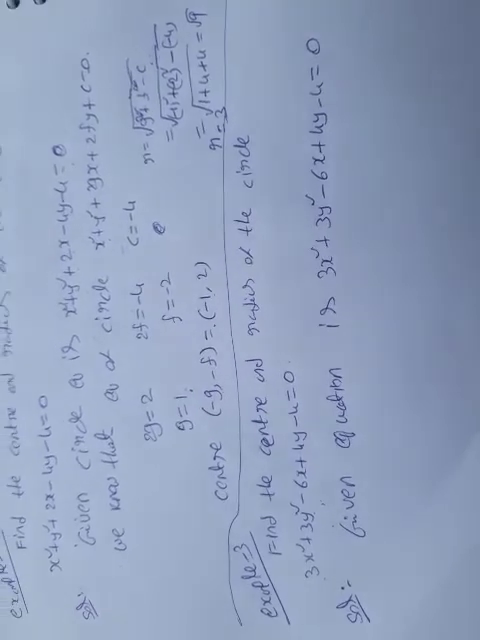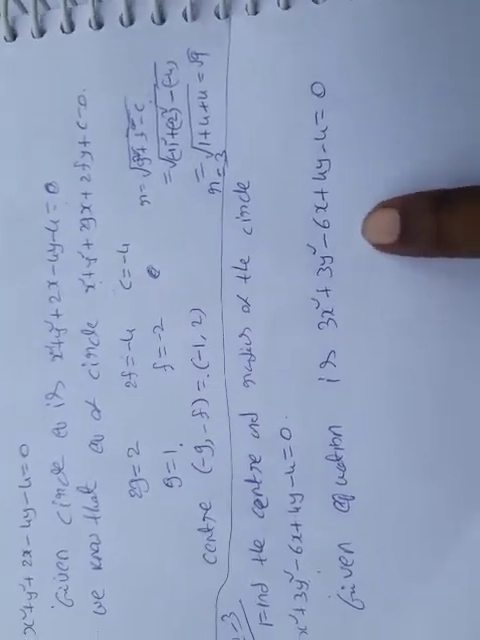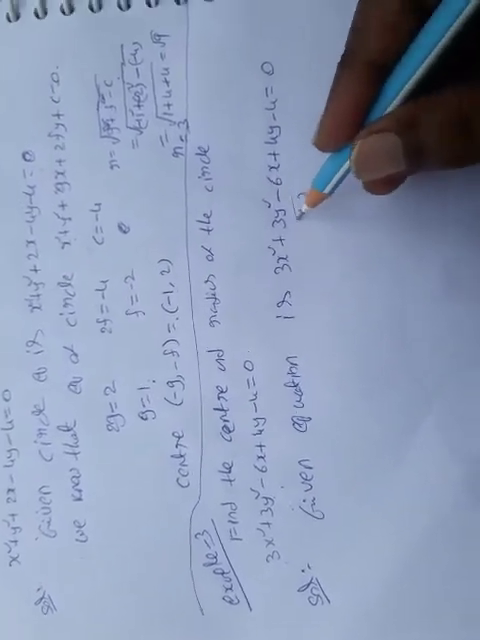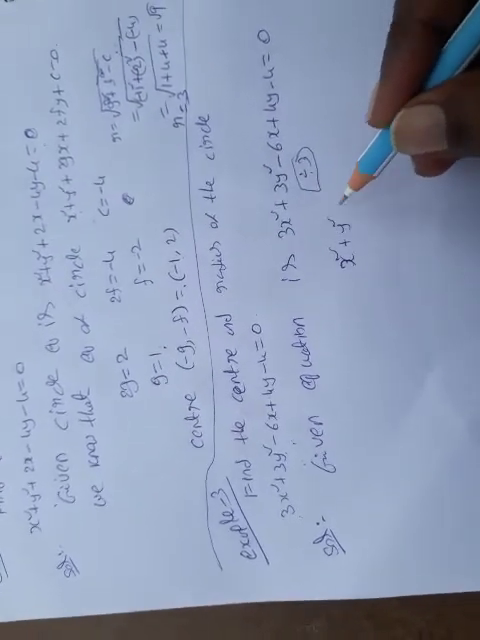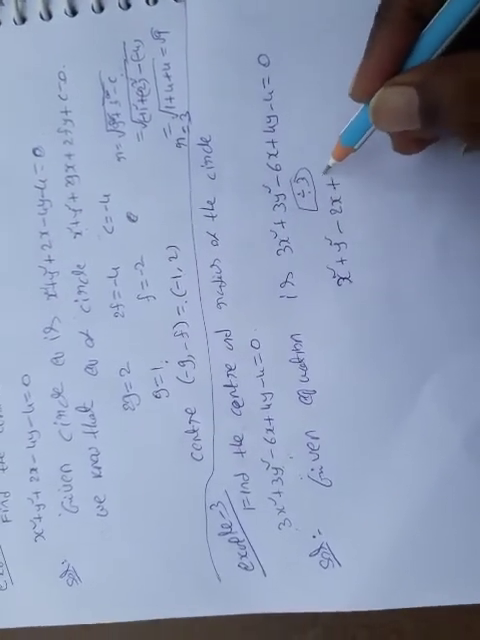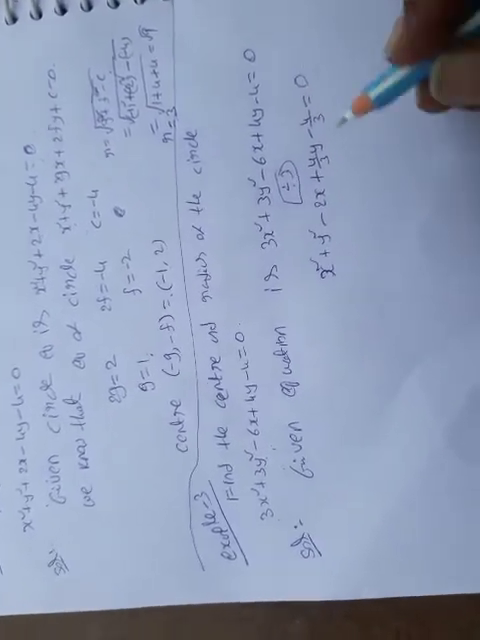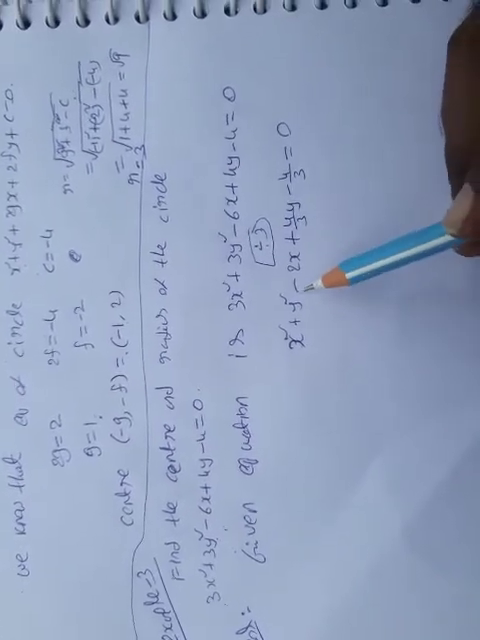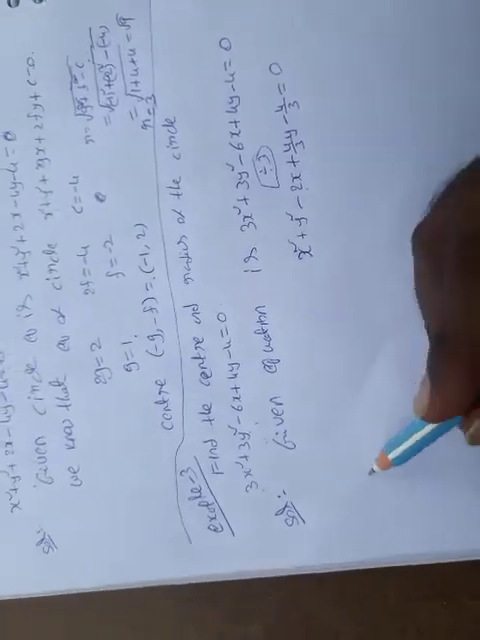In the general form, the x square coefficient is 1. So we divide this equation by 3. So we get x square plus y square minus 2x plus 4 by 3y minus 4 by 3 is equal to 0. Then we get the general form of the circle equation, x square plus y square minus 2x plus 4 by 3y minus 4 by 3 equal to 0.